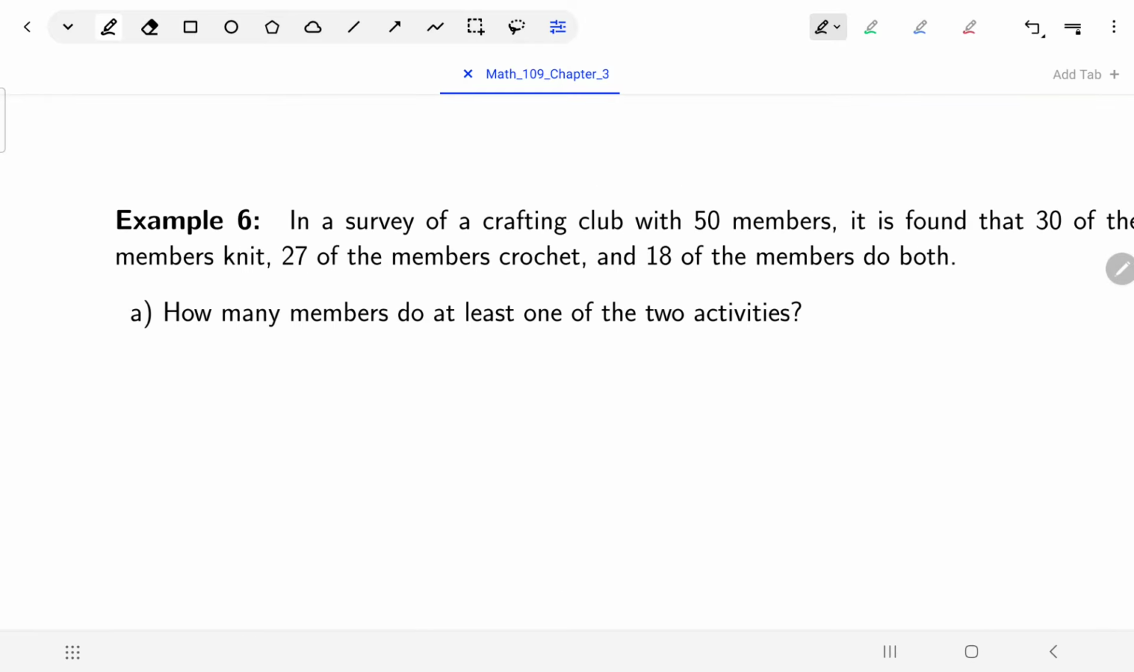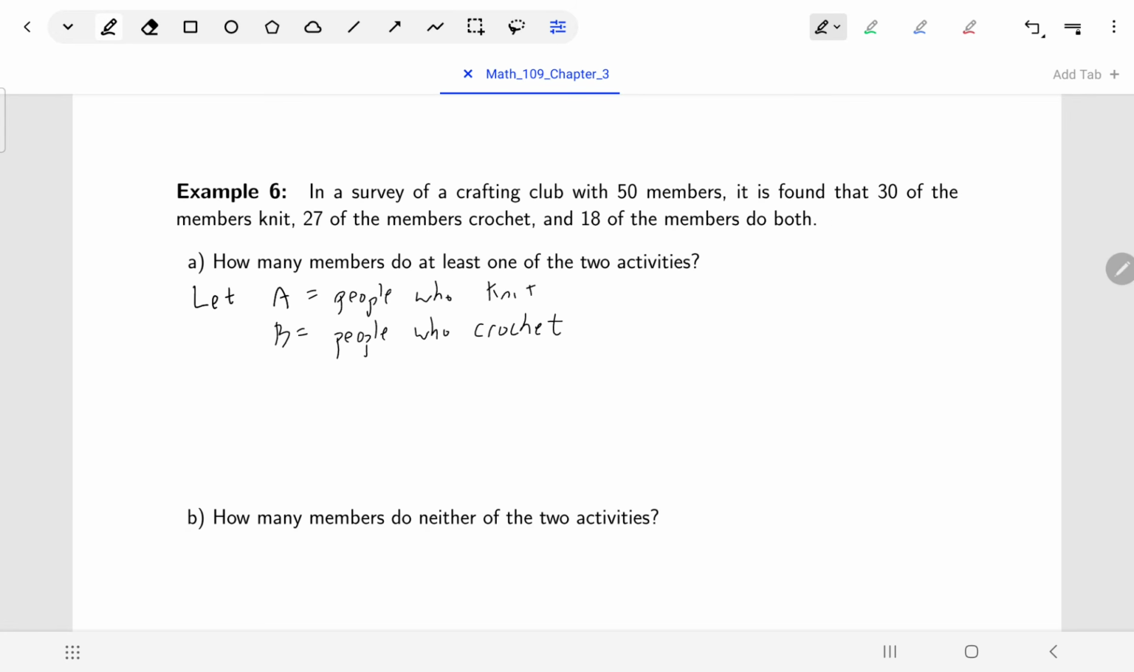So first off, I'm going to define 2 sets. I'm going to say let A be the set of people who knit, and I'm going to have B being the set of people who crochet. And so if I wanted to summarize the information we've been given, I've got a few things that I'm just going to write on the side. First off, the universe is the 50 members. Those are the people we're talking about.